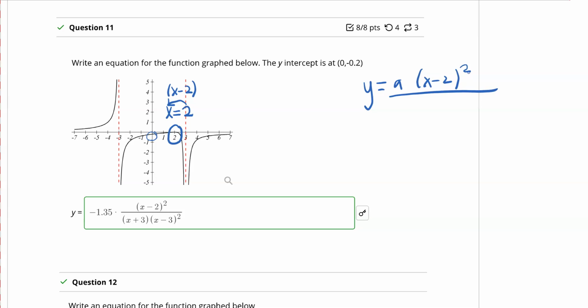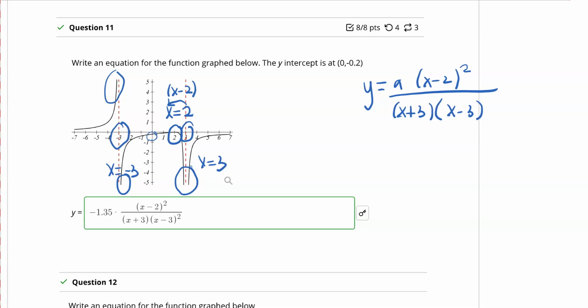Then we're going to look at our asymptotes. We can see at the asymptote we have x equal to -3, so it would be x plus 3 here. Again, different directions, so just the first power. Then we look over here and we have one at x equal to 3, so that would be our x minus 3. And we can see again the behavior of the function is going in the same direction, so squared. And then we're going to take this y-intercept in order to solve for a. So this would give me -0.2 equal to a times (0 minus 2) squared over (0 plus 3)(0 minus 3) squared.